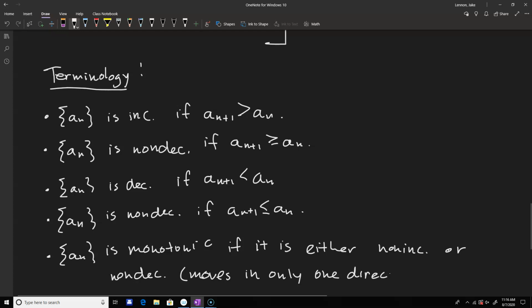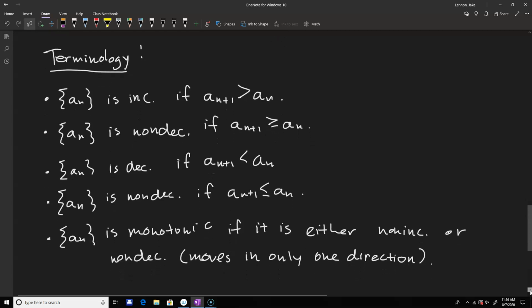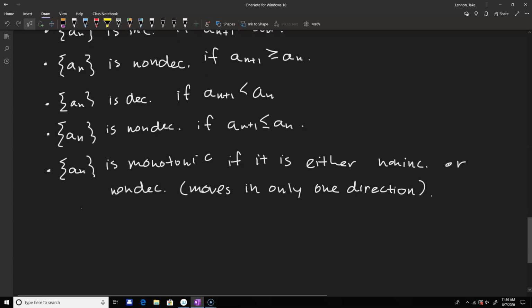Because you can talk about certain subsets of a sequence as being increasing or decreasing or non-increasing or non-decreasing. You can also talk about a sequence being bounded. So that means all the terms have to either be greater than or smaller than a specific number, whether you're talking about bounded above or bounded below.